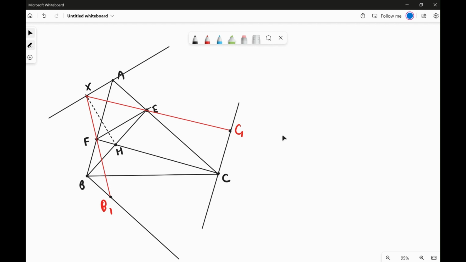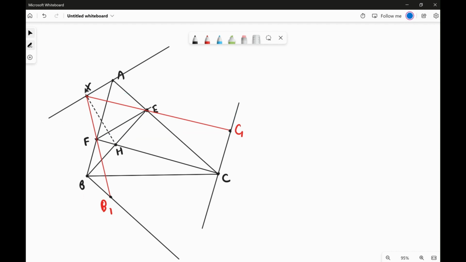Suppose you have a triangle ABC, and E and F are the feet of the altitudes from B to AC, and C to AB. And these altitudes intersect at a point H, which is the orthocenter of triangle ABC. And then you have a line through A parallel to EF, and there's a point X on it such that HX is perpendicular to this line.